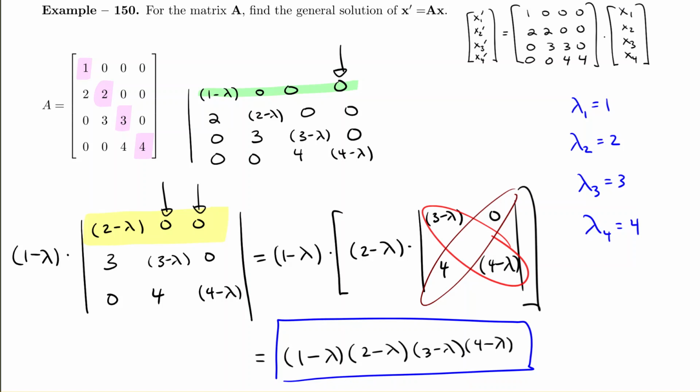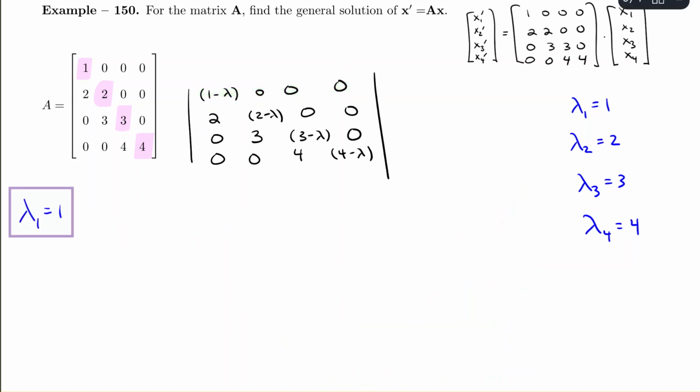So now all that's left to do is to find their corresponding eigenvectors, and then remember that the general solution is a linear combination of those eigenvectors. So let's write that out. So when lambda 1 equals 1, we are going to substitute 1 for each lambda in our original matrix. And that will give us 1 minus 1 is 0.